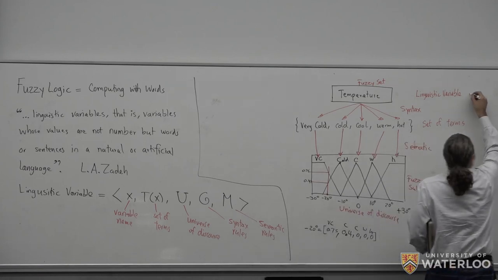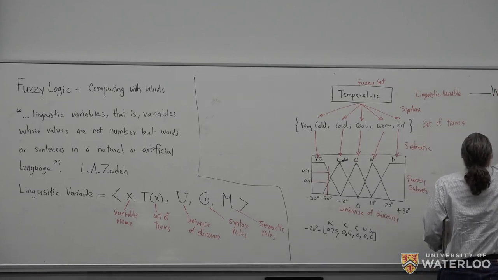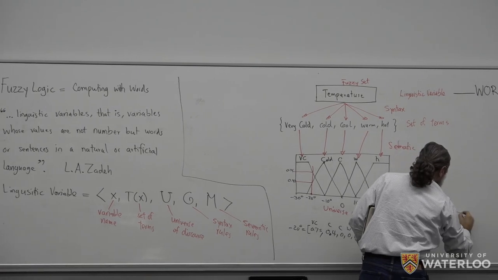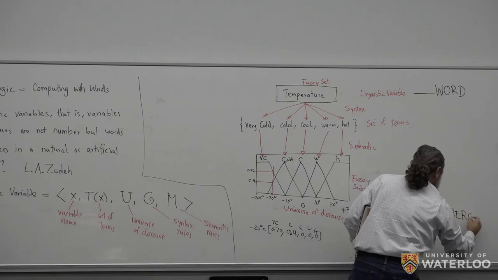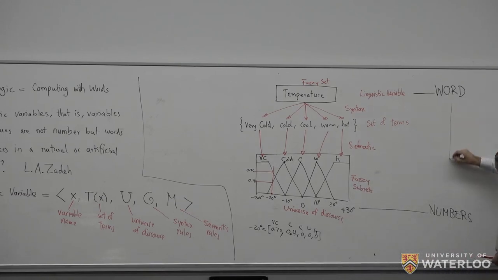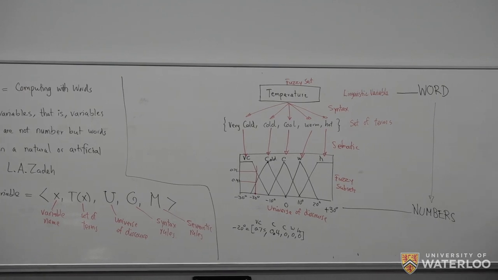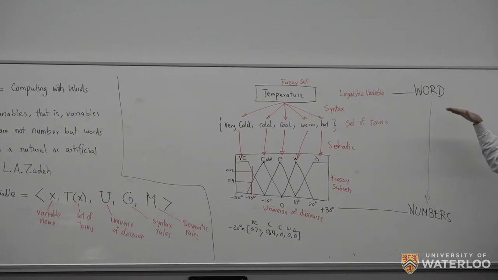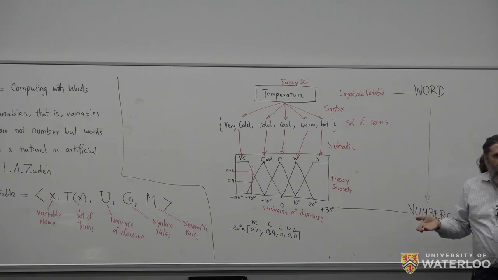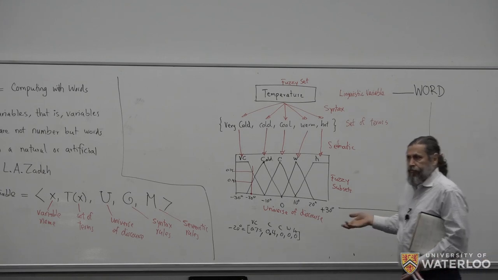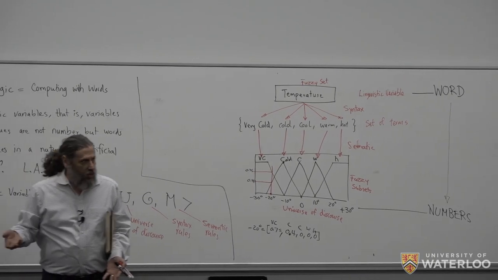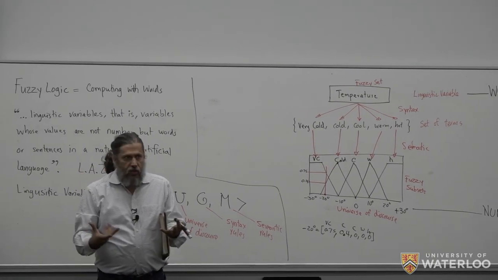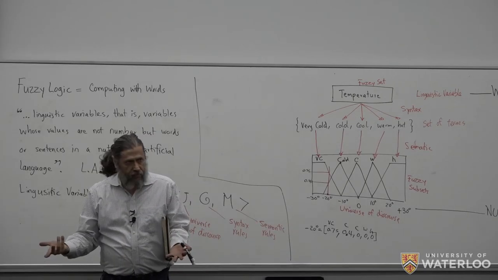So here, you have a word. Here, you have numbers. This is what fuzzy logic does. Fuzzy logic gives you a bridge between words and numbers. Why? Because at the moment our computers are stupid and they cannot process words. So whatever you give me in terms of linguistic information and linguistic knowledge, I have to convert it to some numbers such that the computers can process it.